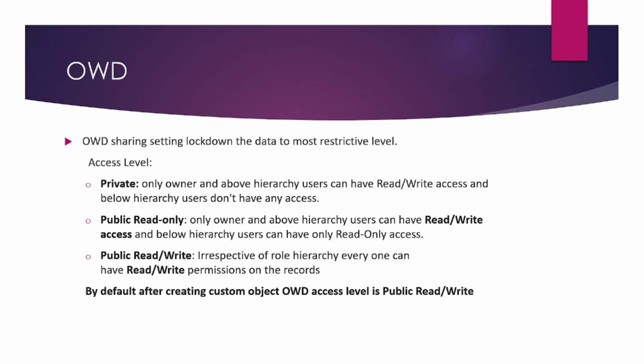Next one is public read only. Only the owner and users above in the hierarchy can have read write access, and users below in the hierarchy have only read only access. Read only means the users lower in the hierarchy have only read access, and those above have both read and write access. Next one is public read write. Irrespective of role hierarchy, everyone can have read write permission on the records. As simple as that.